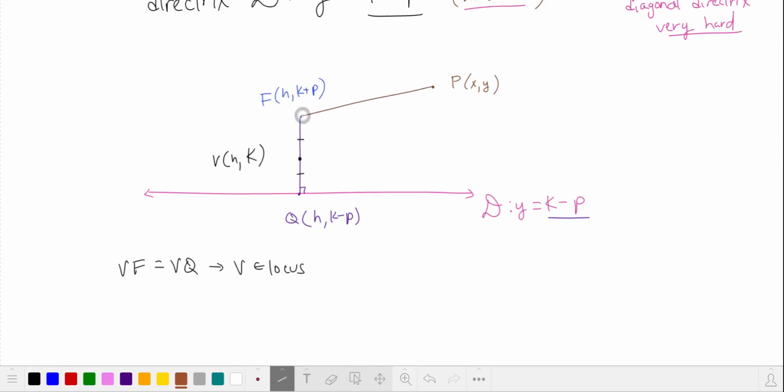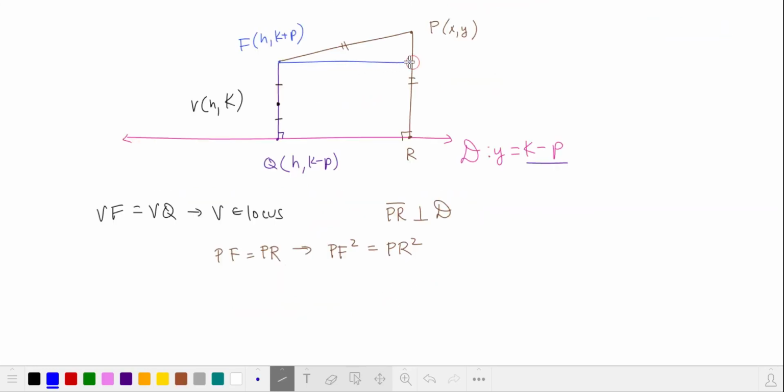That means the distance from P to F is going to be the same as the distance from P to this point R, where PR is perpendicular to the directrix. If PF equals PR, then we can square both sides of the equation. Drawing this perpendicular from F to PR, we'll call this intersecting point S. We can use the Pythagorean theorem on this triangle or the distance formula to find the square of the distance from P to F. This distance from P to S is the distance from P to R minus the distance from S to R.